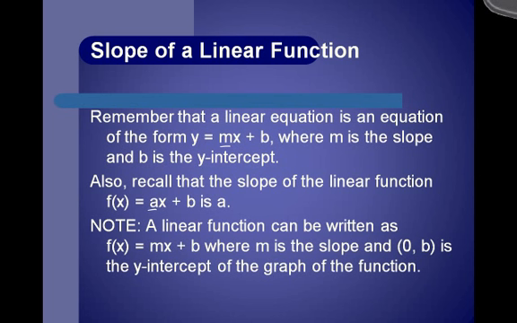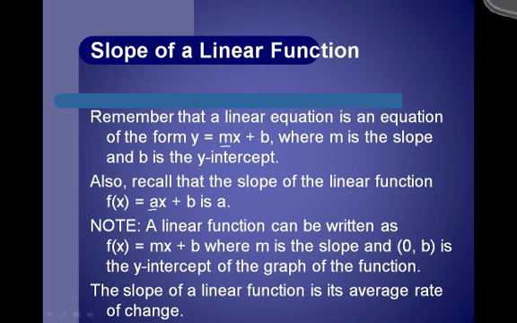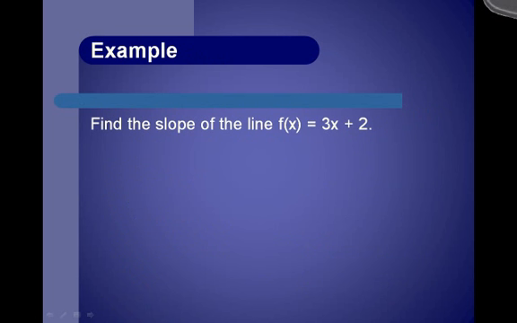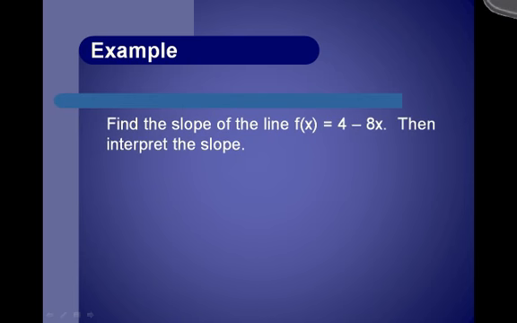Sometimes we'll use m, sometimes we'll use a, but just know that the number in front of the x value is the slope. The slope of a linear function is its average rate of change. Okay, let's do an example. Find the slope of the line f of x equals 3x plus 2. So for that graph, the slope is 3. Example number 2. Find the slope of the line f of x equals 4 minus 8x, then interpret the slope.